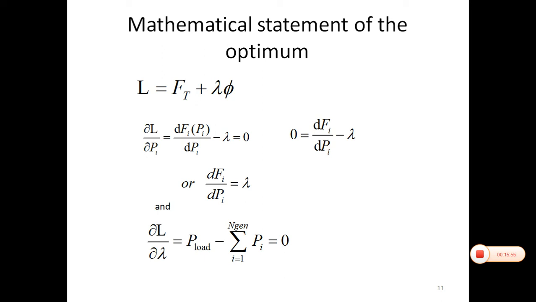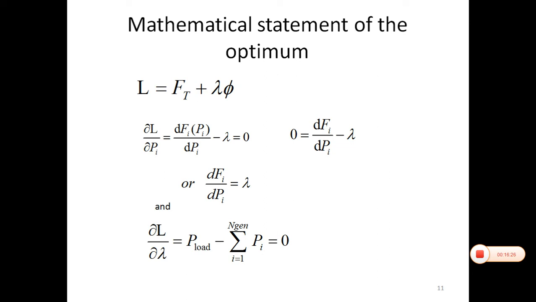The mathematical statement of the optimum is that, first of all, the objective is to make the Lagrange function, and the Lagrange function is actually a combination of the cost function and the constraint function. So we have a single constraint function, which is the demand power. It will be represented by Ft plus lambda phi. We have one lambda because we have one equality constraint. We don't have any inequality constraint, so that is not included here.